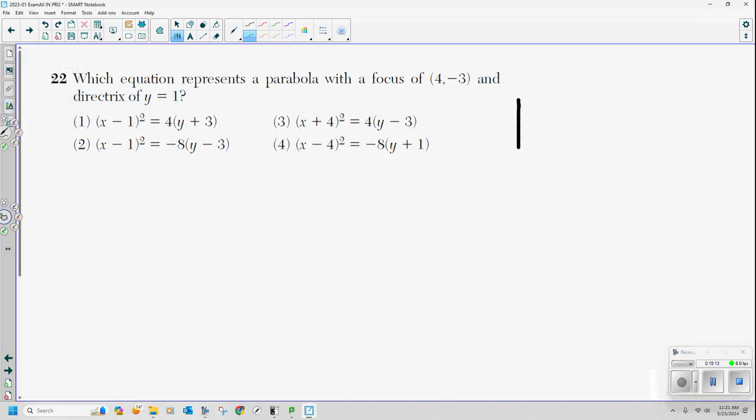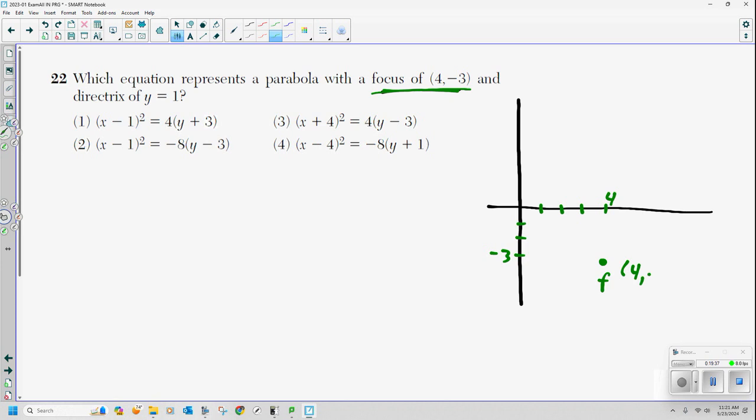So here we go. Let's draw this. If I have a focus, we'll do this in green, at (4, -3). 1, 2, 3, 4. 1, 2, 3, -3. Here's 4. That's the point right here. This is the focus at (4, -3). Now I have a directrix at y equals 1. Right here is where y equals 1. It's a straight line. That's the directrix. Okay.